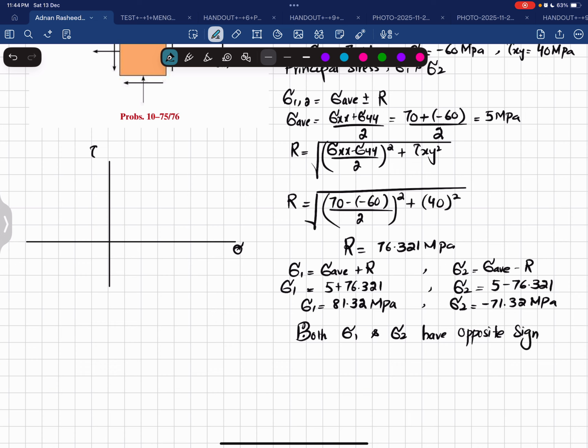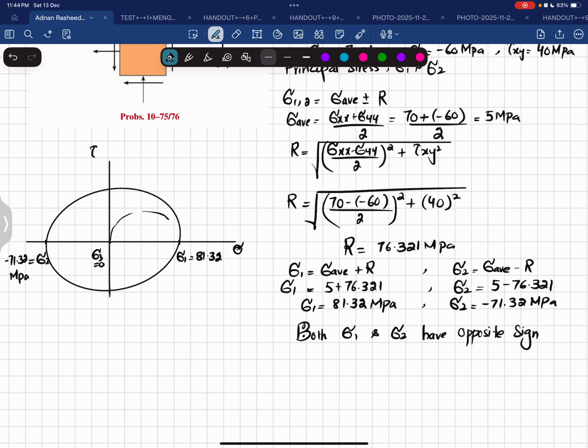So if I draw it on this principal axis, let's say for example this is sigma 1, which is equal to 81.32 megapascal, and this is sigma 2, which is equal to minus 71.32 megapascal. If I draw a Mohr circle in between these 2 points, it will be like that. It will be a pure circle, but here I do not have any tools to make this. So this is the pure circle, and at this point you have sigma 3 is equal to 0.